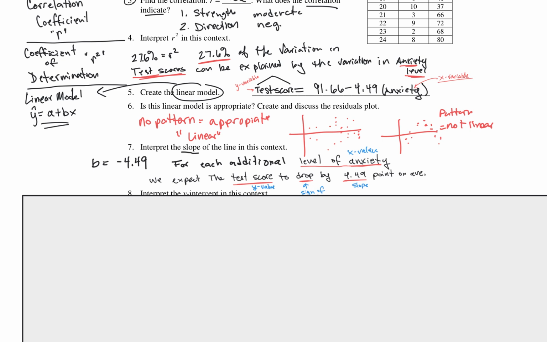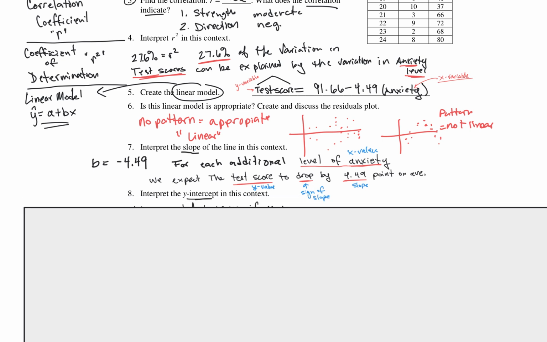Now, the word drop here is simply describing the sign of your slope, because it's negative, it's inversely related, right? So as anxiety goes up, test scores go down. So I'm talking about a negative relationship. If it's positive, you could say they both go up together.